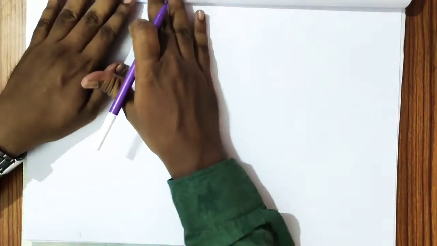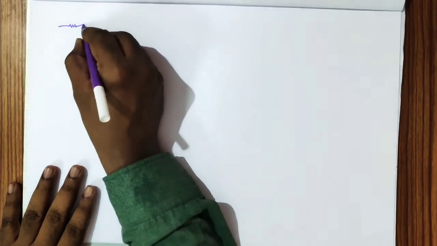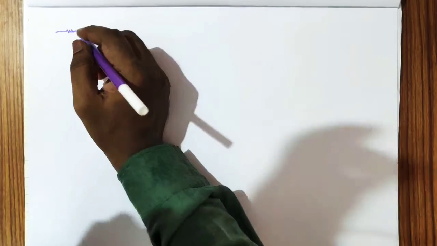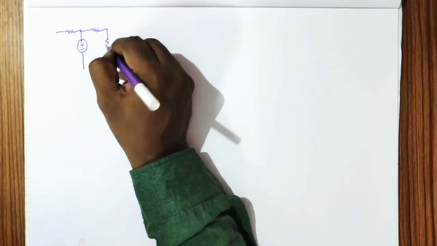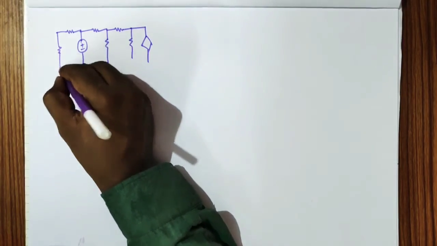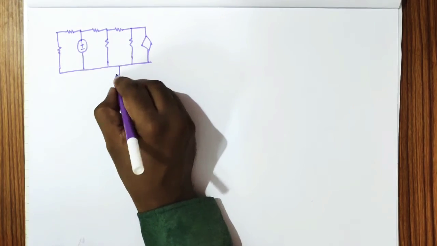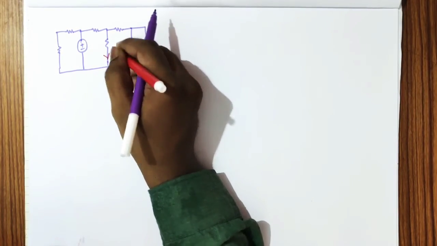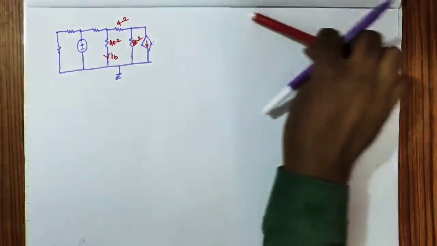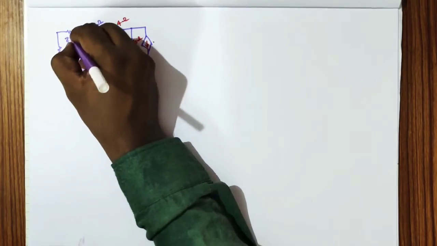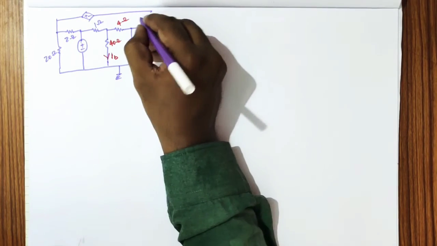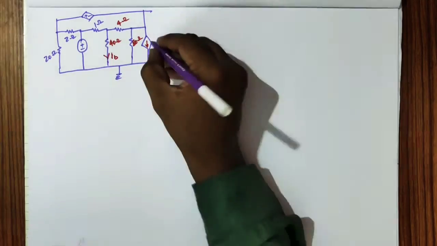So I am again redrawing the circuit. Let us say this is the value. This is current I leaving from here, that is 40 volts, this is 4 ohms, 80 ohm, 1 ohm, 2 ohm, 20 ohm. So the same circuit I am drawing for you.